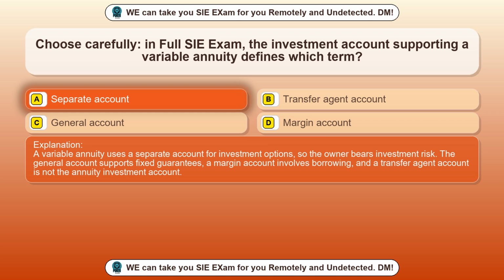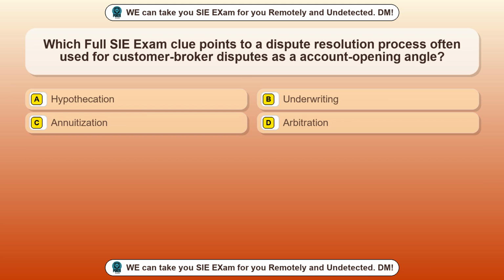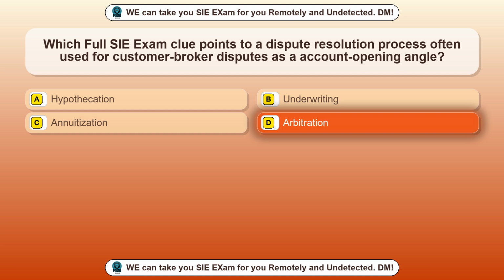Question 41. Which full SIE exam clue points to a dispute resolution process often used for customer-broker disputes as an account opening angle? Option A, hypothecation. Option B, underwriting. Option C, annuitization. Option D, arbitration. The correct answer is option D, arbitration.